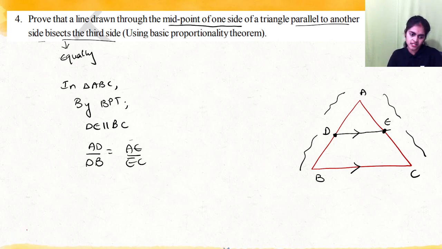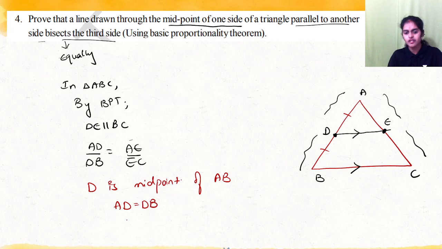But here comes a twist. We know D is what? D is the midpoint of AB. If it is a midpoint, these two sides are equal, isn't it? AD and DB are equal. So AD equal to DB. If I divide AD by DB, AD by DB will be 1 because both are equal. So cut, you will get 1. Okay, so if AD by DB is 1, now comes the twist.